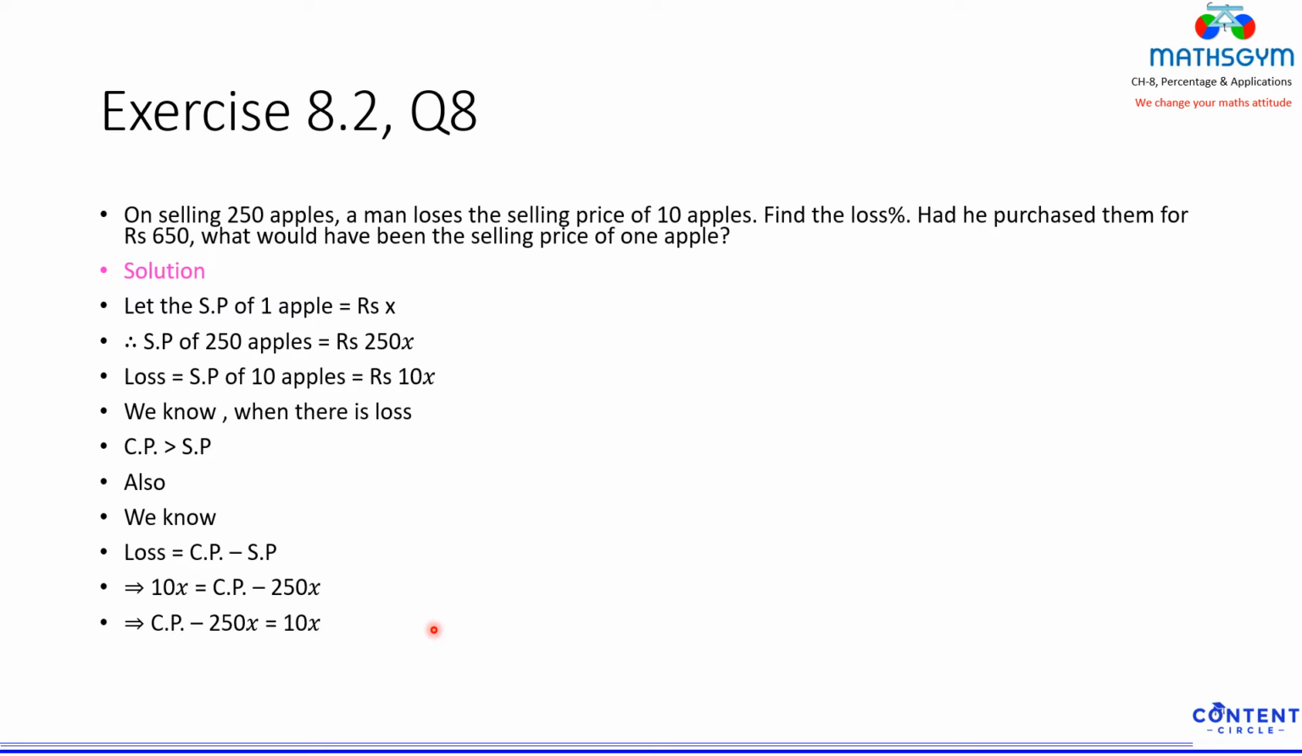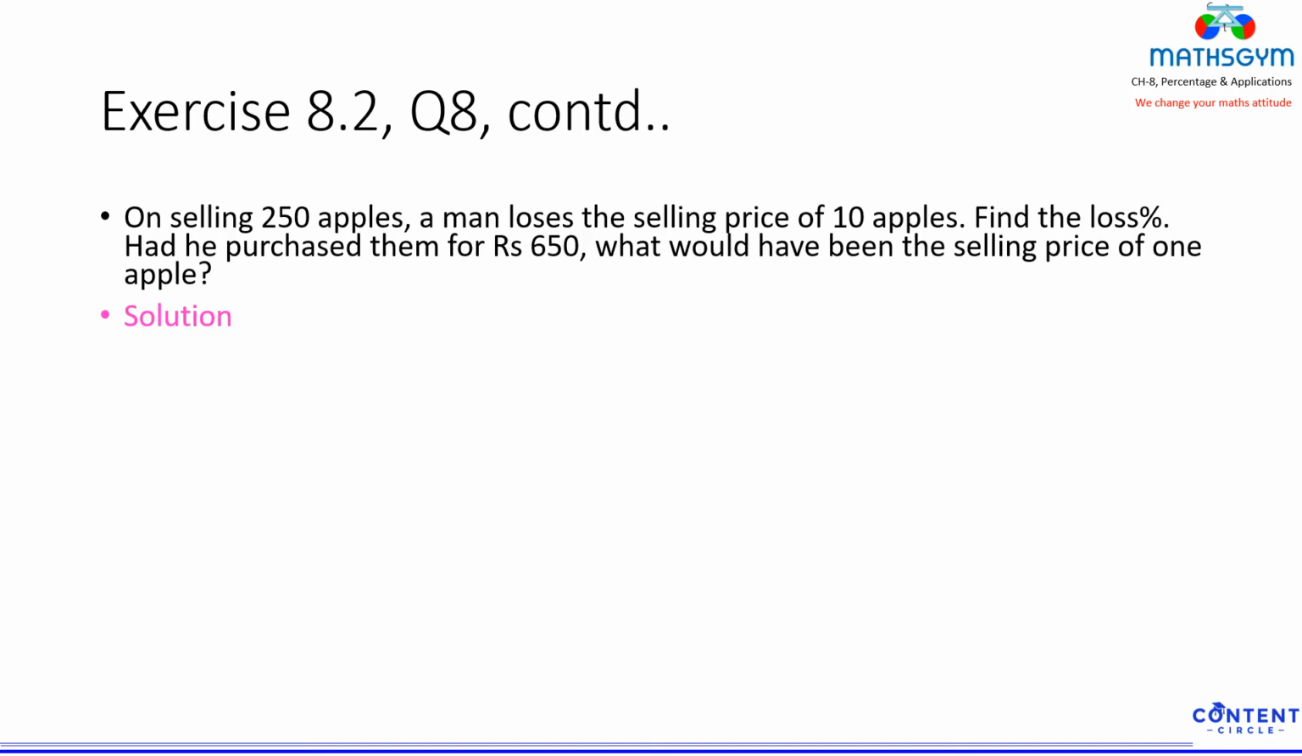CP minus 250x is equal to 10x. So from here we get that the CP should be equal to 10x plus 250x, which is equal to 260x. They are like variables. Your knowledge of algebra will help out here. Now what happens? We know that loss is 10x. We have got it in the previous slide. Loss is 10x, CP is 260x.